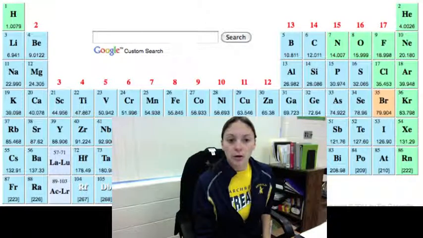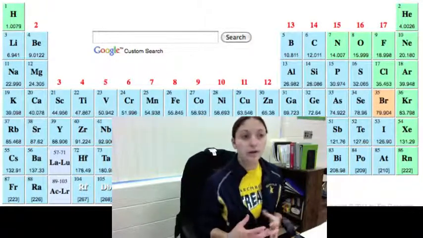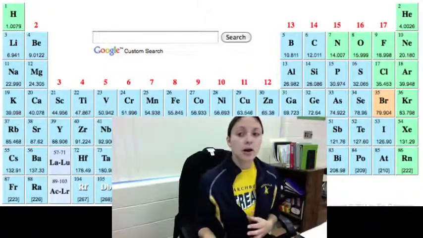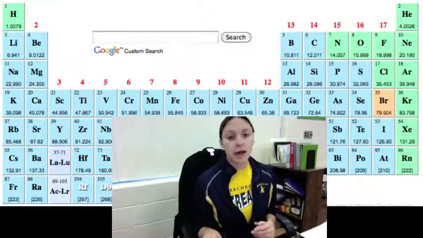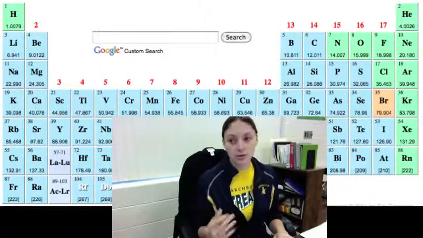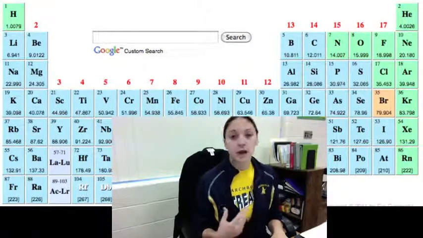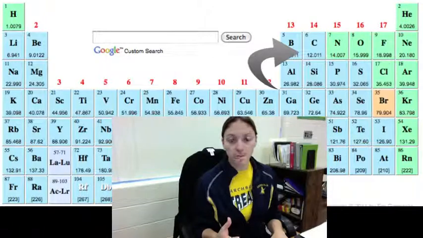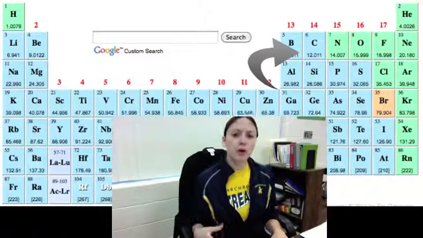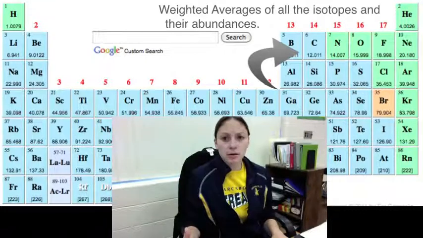When we look now at the periodic table, as you can see, each element has an average atomic mass, and as you can tell, they are decimal numbers. If you look at carbon, it's 12.01. If you see hydrogen, it's 1.01. And those are weighted averages of the isotopes of that element.